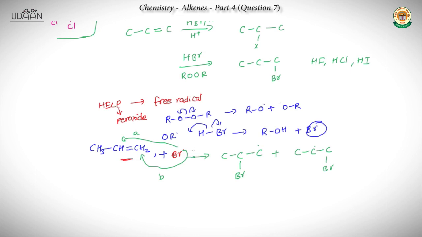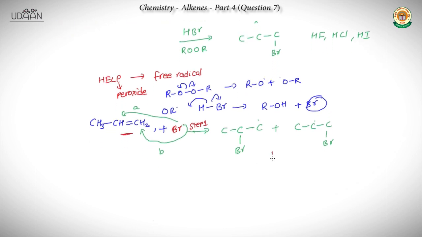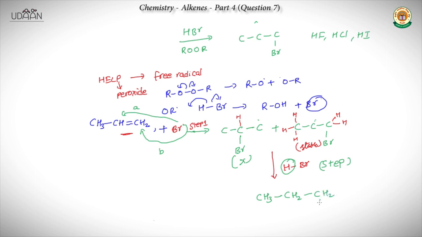Now I call this step 1, and step 2 includes cleavage of HBr by this alkyl radical. Now also see that this radical is more stable because it has more hyperconjugation structures possible, whereas this one has only one. It has 5, so it is formed, and this one is not formed. This takes hydrogen and you will end up getting CH3CH2CH2Br. As you can see, you have got an anti-Markovnikov product here.